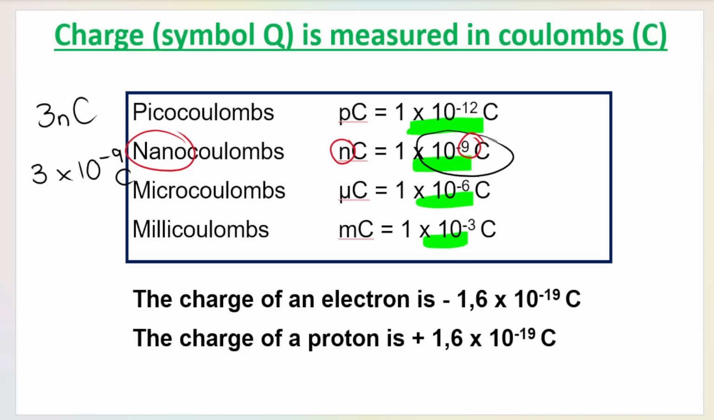The charge of an electron is this. That's a constant. And remember, with our formulas, we call it QE or we call it E. A proton has the same charge but opposite. So instead of a negative, it has a positive.